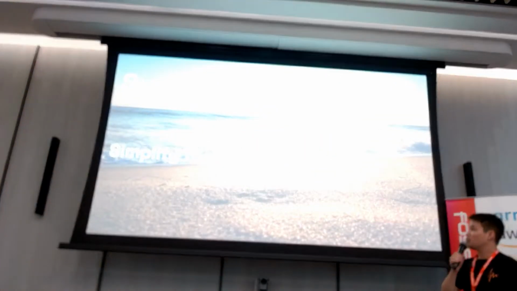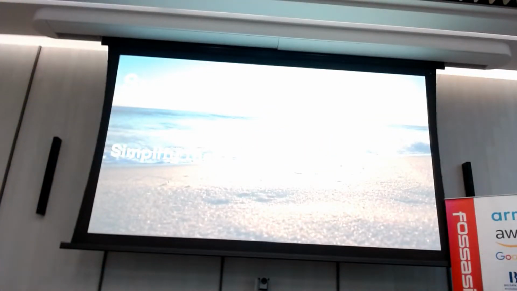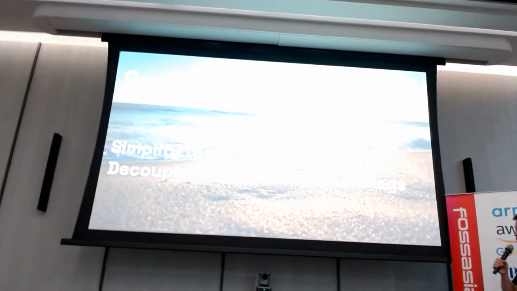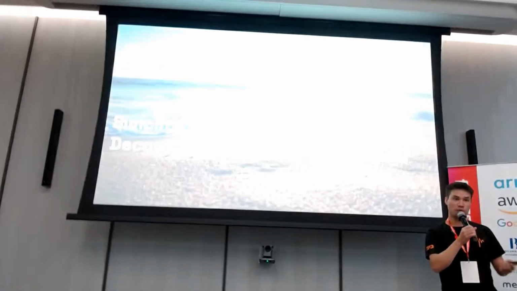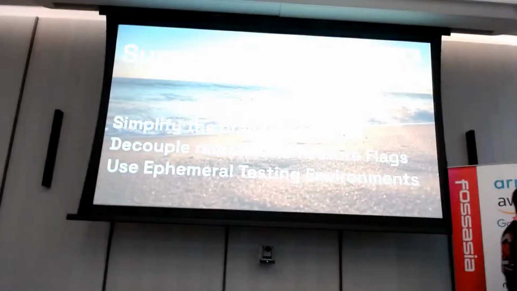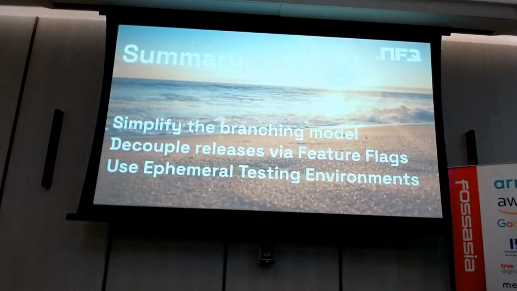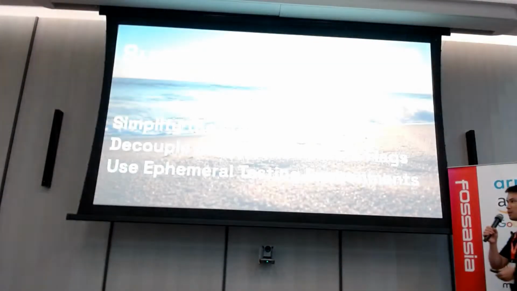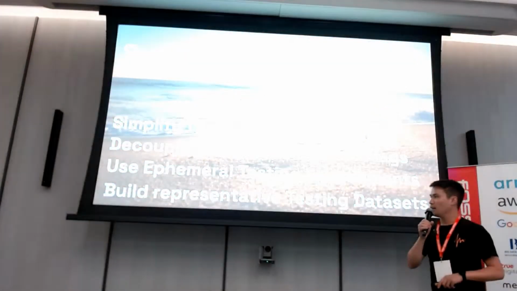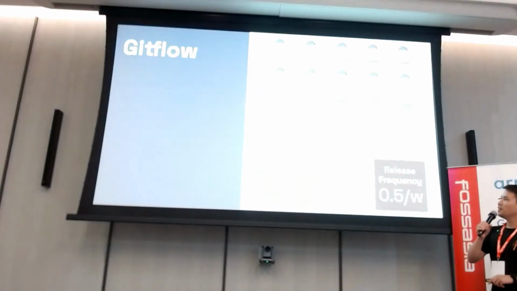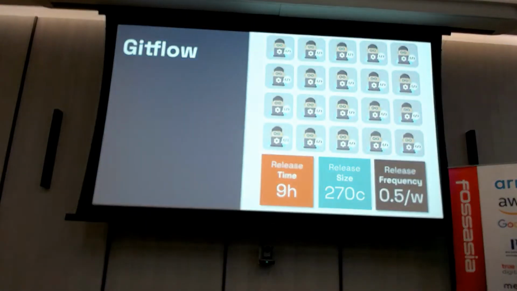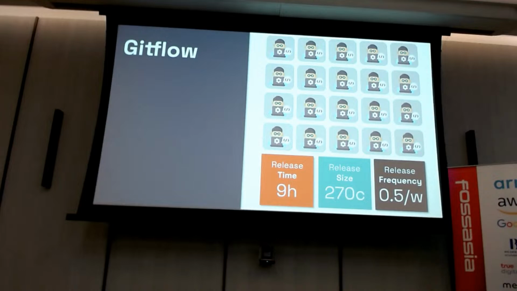So to summarize, what we did basically was to simplify the branching model, moving to trunk-based development. What we did as well was to decouple releasing from deploying to production using feature flags. I didn't mention it today, but we also use ephemeral testing environments. It's another part of the conference. And that's it, basically.